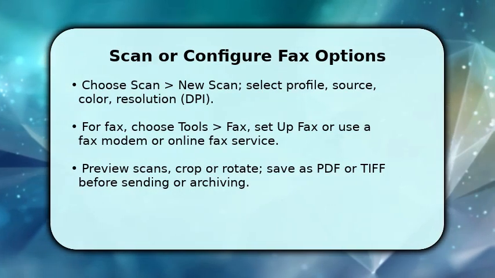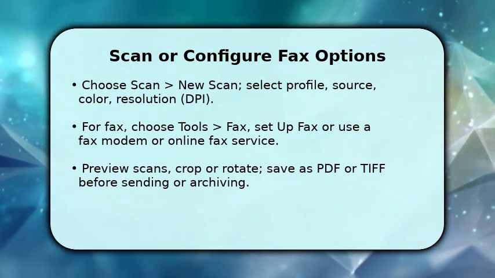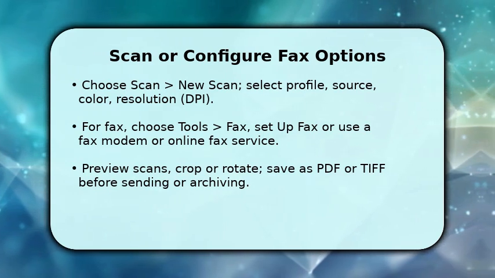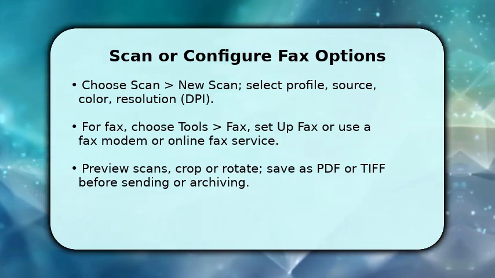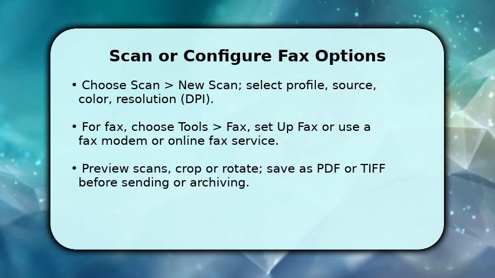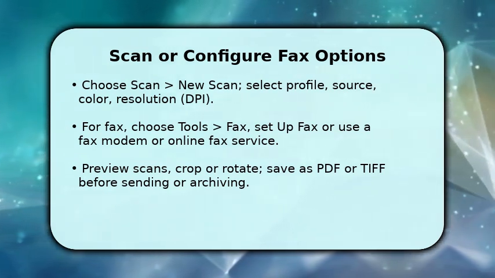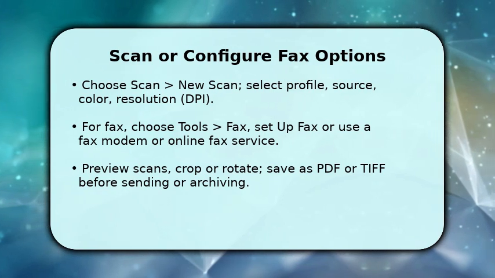Now you create the content. Click Scan and New Scan, select the source, flatbed or feeder, pick color mode and resolution like 300 dpi for documents, then preview and adjust. If sending a fax, go to Tools, set up fax, choose your modem or configure an online fax provider. This replaces a phone line.